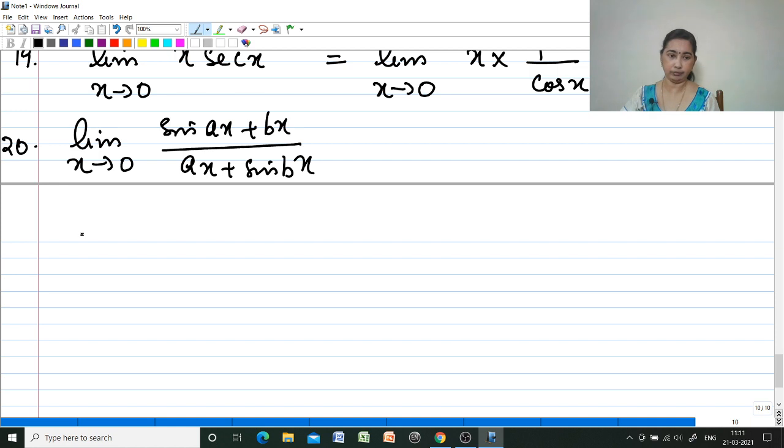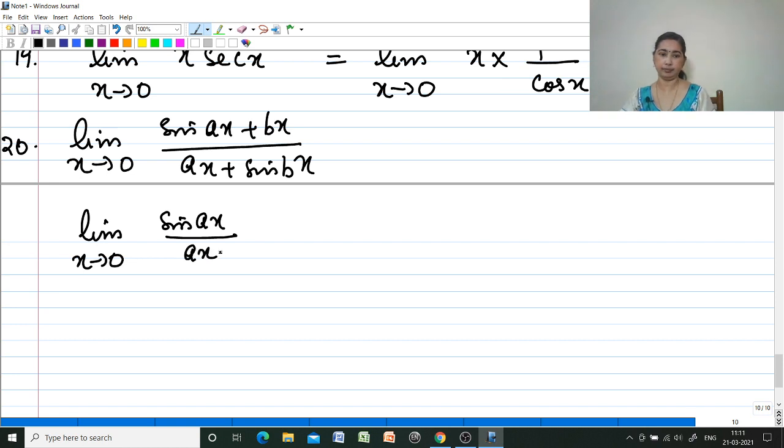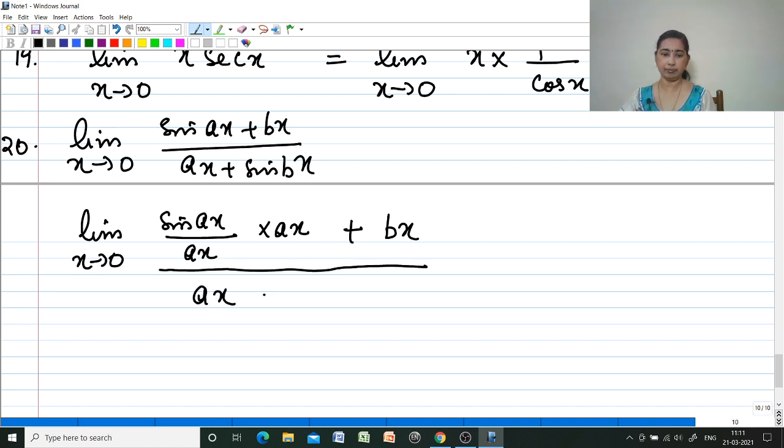So for that, what we have to do is limit x tends to 0. First I am dividing sin ax by ax. But if I am dividing by ax, that should be cancelled by multiplying by ax. Then plus bx divided by ax is there as such, plus sin bx. In order to apply the limit, the denominator should be bx into bx.